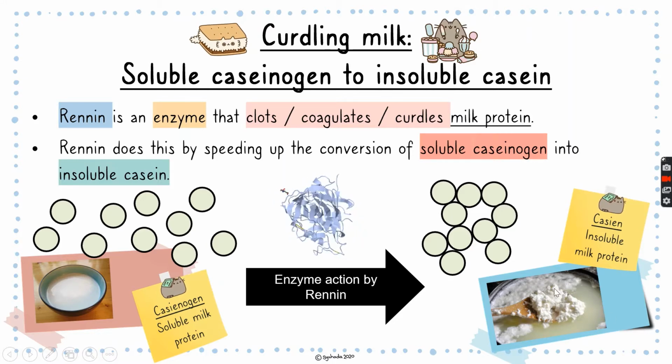And this is what casein is. So caseinogen is the soluble milk protein, and after the enzyme renin acts on it, it's going to clump up together to become a much bigger molecule. So this will become more insoluble in water. So this is called casein now.